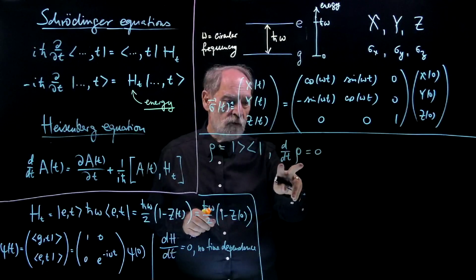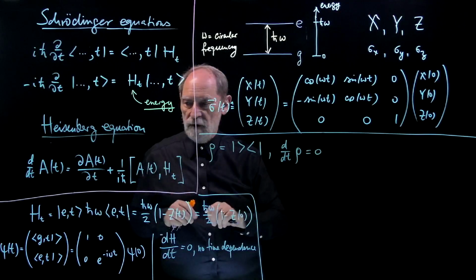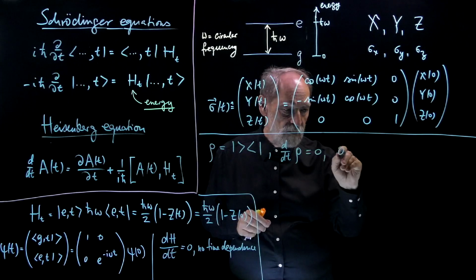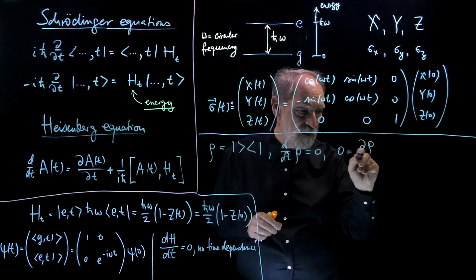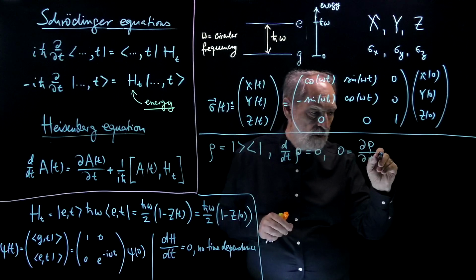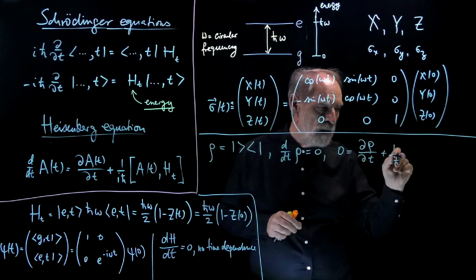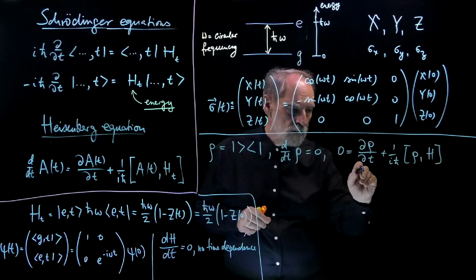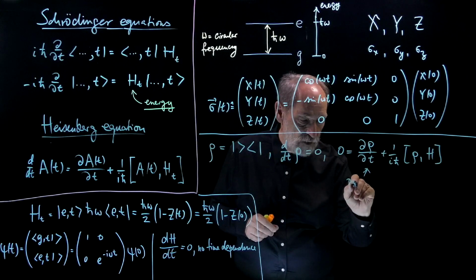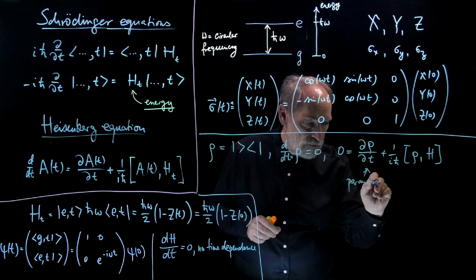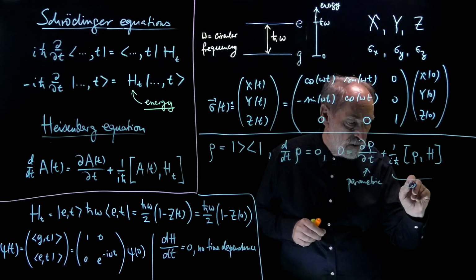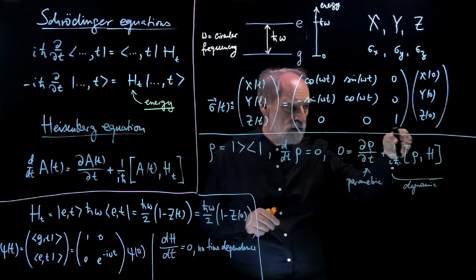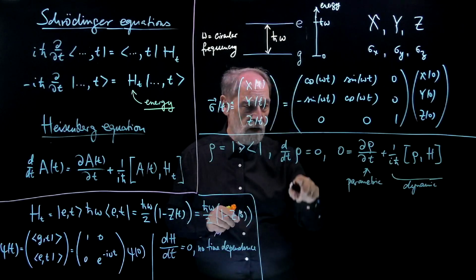But isn't it true that for all operators we have Heisenberg's equation of motion? Yes, that's true. And in this case, it says that 0 is equal to the parametric time dependence of rho plus the dynamic time dependence. So I remind you, this is the parametric derivative, and this is the dynamic derivative. So it's a parametric time dependence, a dynamic time dependence. How do we see this?